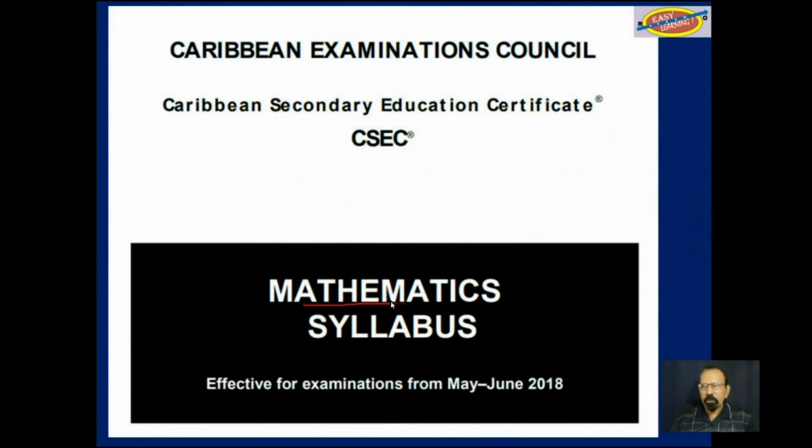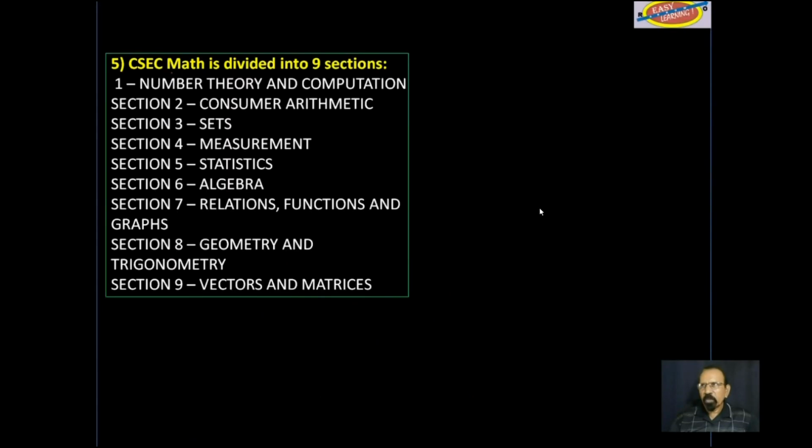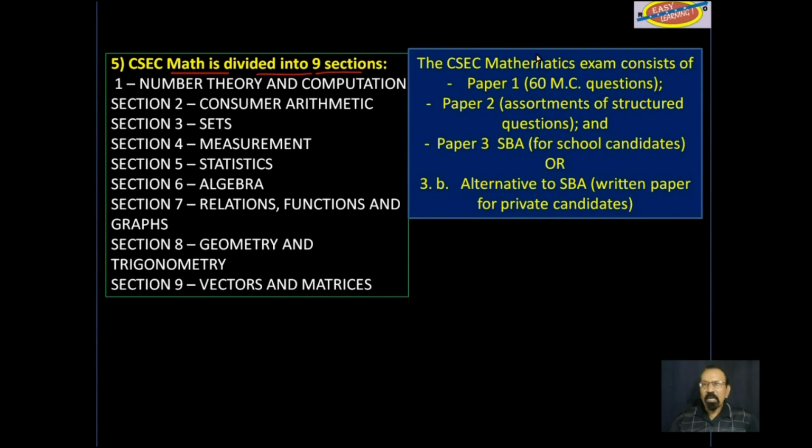We continue with the mathematics syllabus for CSEC 2018 to 2027. This is a reminder that the math syllabus is divided into 9 sections. As it relates to the examination papers, it consists of 3 papers.